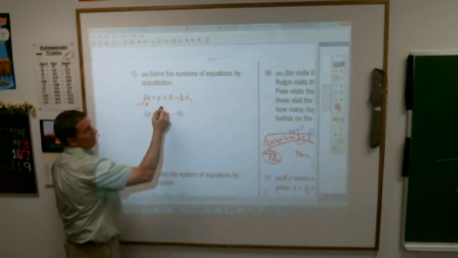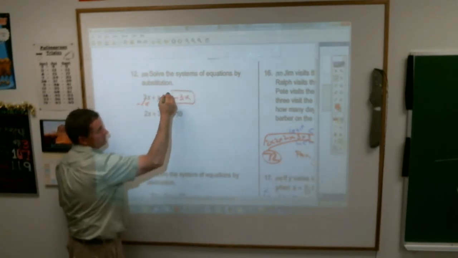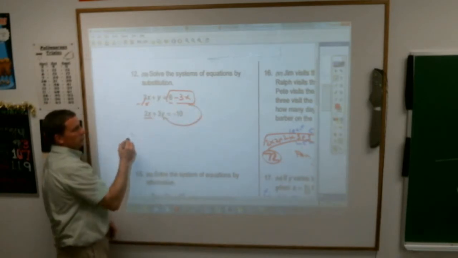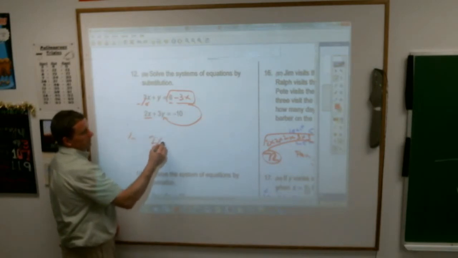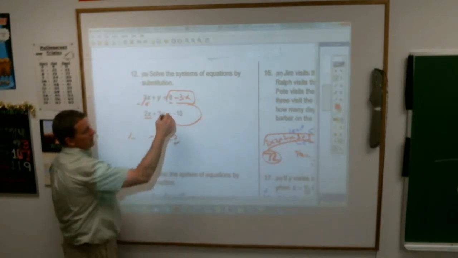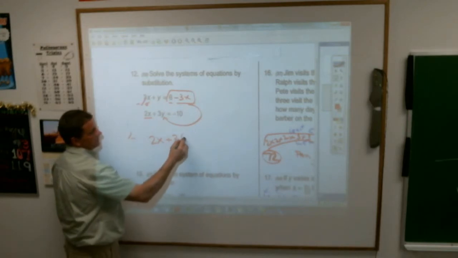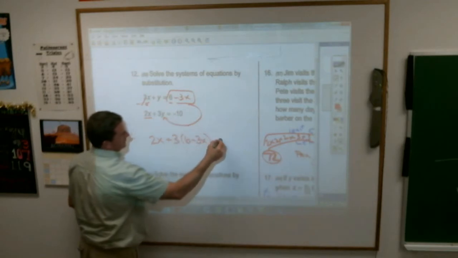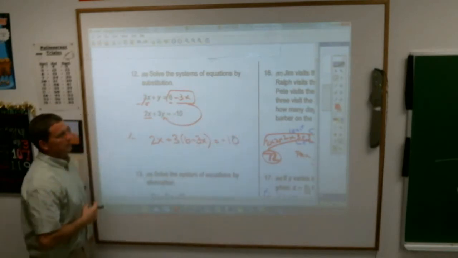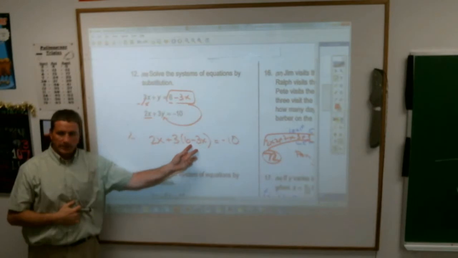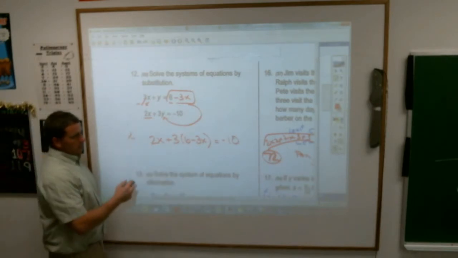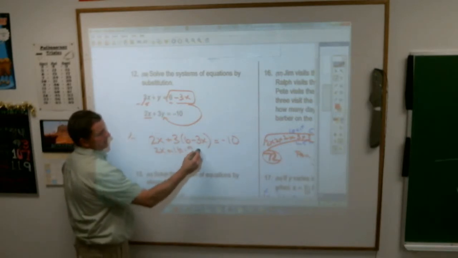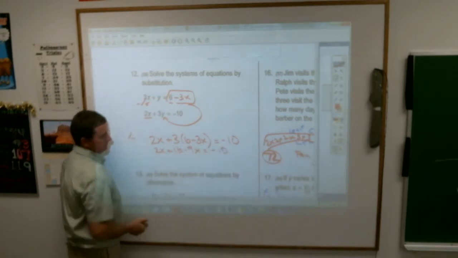Okay, that makes sense. So this is what y equals. This is what I put in for y in the other equation. So you end up with your 2x that we started with, plus 3 times what we said y is, which is 6 minus 3x. And that all equals negative 10. Are you with me there? So you end up with 2x plus 18 minus 9x equals negative 10.